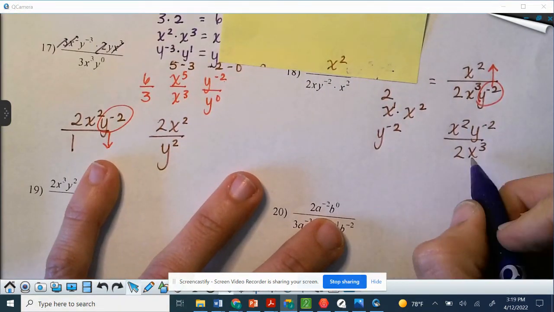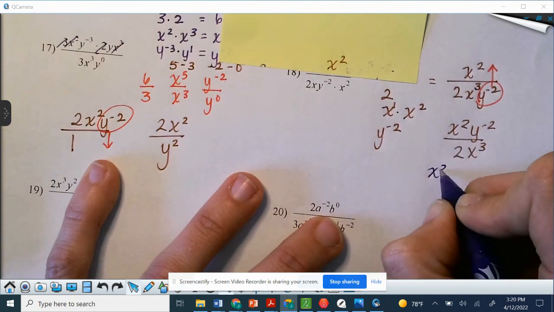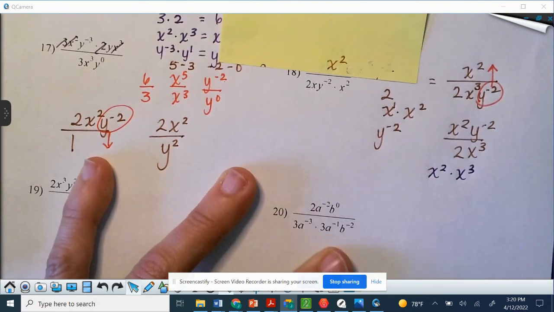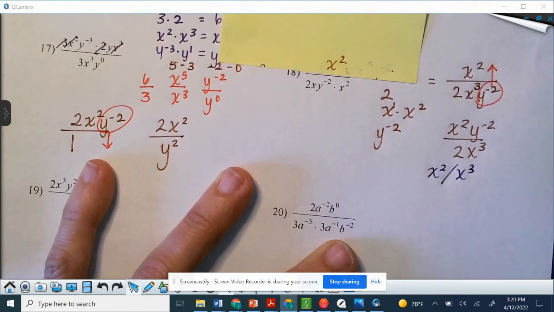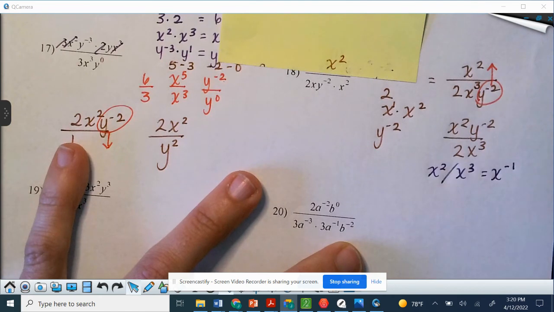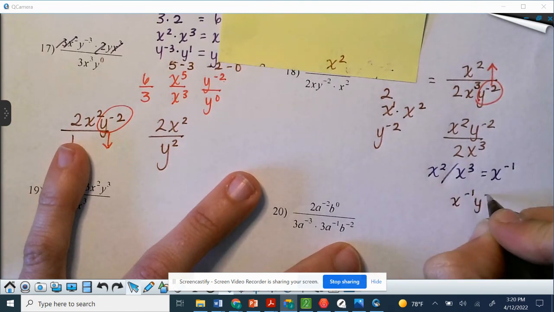The only thing that matches top and bottom is your x squared and your x cubed. So x squared, x cubed. And it's division. I wrote it as multiplication because multiplication is so much more fun than dividing if you ask me. But when you divide, you subtract. 2 minus 3, which is going to be x to the negative 1. So that would go up to the top. So x negative 1, y negative 2.